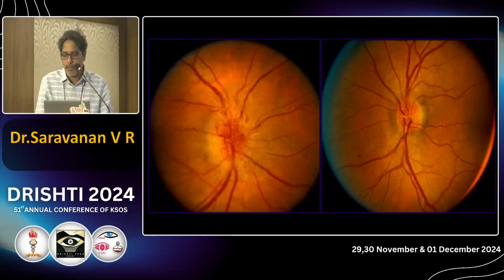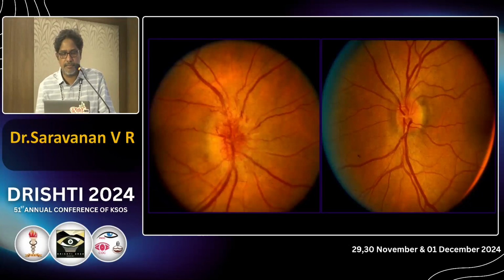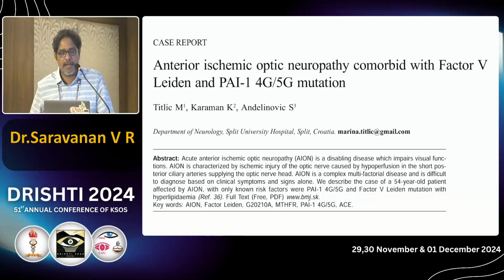But he came back after around 1.5 to 2 months with the other eye involved. Again, vision dropped to around 4/60, 5/60. And then I referred him to another physician, and they diagnosed that he had factor V Leiden deficiency. Unfortunately, I felt so bad because I had missed it in the first sitting itself.